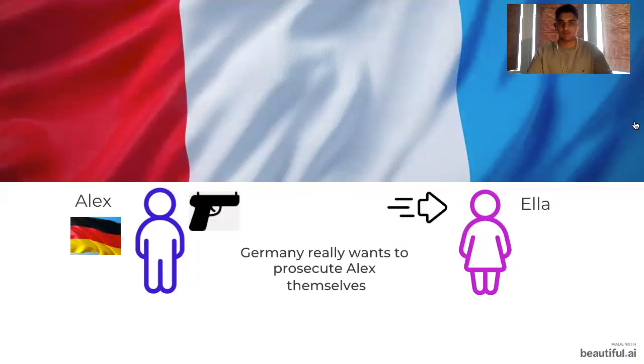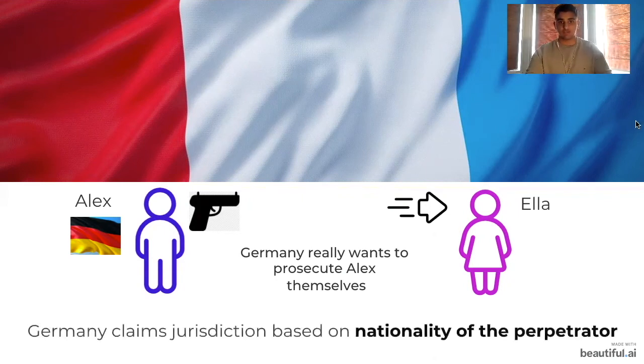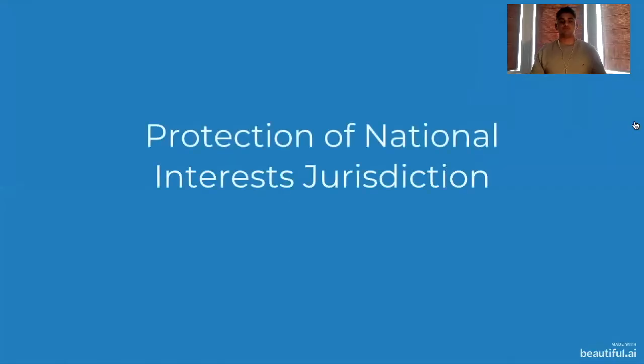Maybe Alex is a public figure, or maybe Alex is an enemy of the state, right? Maybe Germany really wants to prosecute Alex. It then has a valid claim to do so under nationality jurisdiction. So Germany would then claim jurisdiction based on the nationality of the perpetrator. Now, yes, it contradicts territorial jurisdiction, but there are times that this is important. Maybe Germany does have a valid claim, whatever it could be.